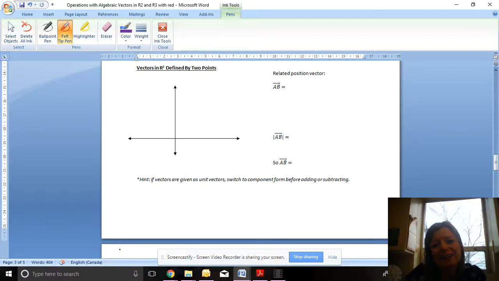Okay, hopefully you had a little mental break. Now we're back into operations with vectors in R2 and R3.